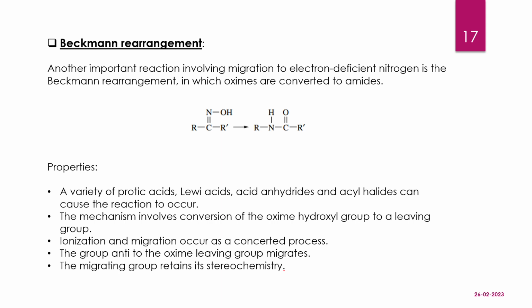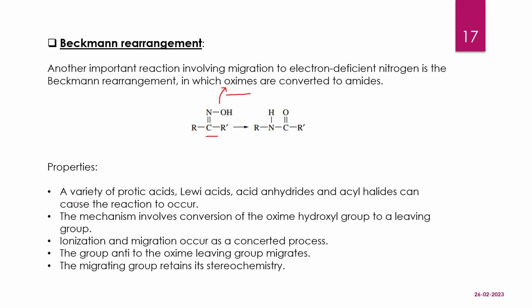So what is the difference from the past four reactions, Curtius, Hofmann, Lossen, Schmidt? The difference is that this reaction is happening from the oxime. When there is a double bond between carbon and nitrogen, and an OH group is attached to the nitrogen, it is called an oxime. Okay, so oxime is converted to the amide.